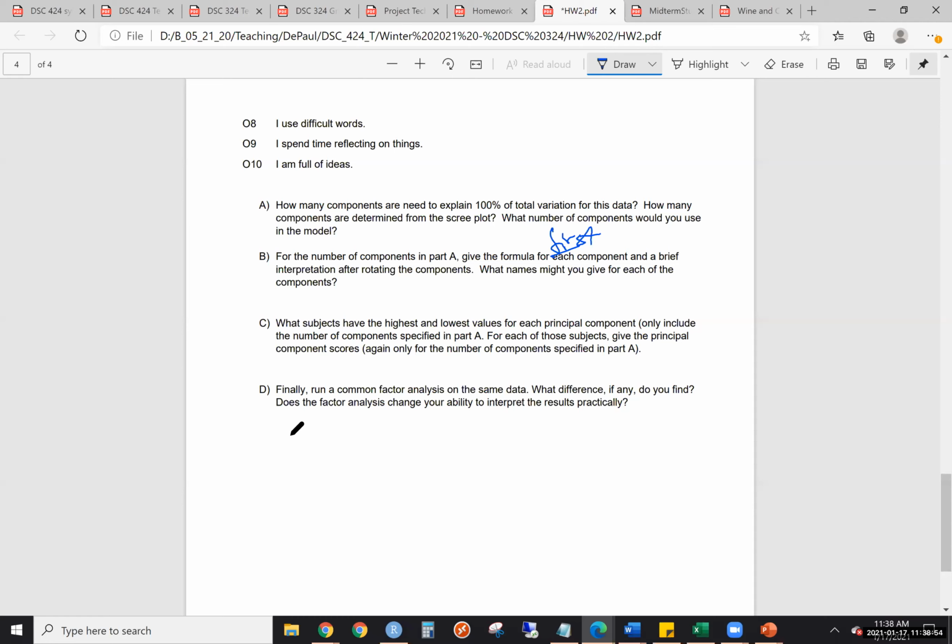And then finally, in part D, based on the number of components that you use to run part B here, I want you to run the same number of factors. So you can do a comparison between the principal component analysis with 4 factors and the factor analysis with 4 factors, and see how different is the factor analysis from the principal component analysis when you're looking at the same number of components or factors. And is the interpretation different for the factor analysis than it is with the principal component analysis?